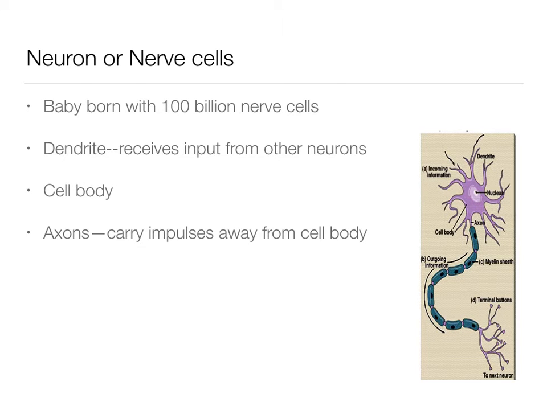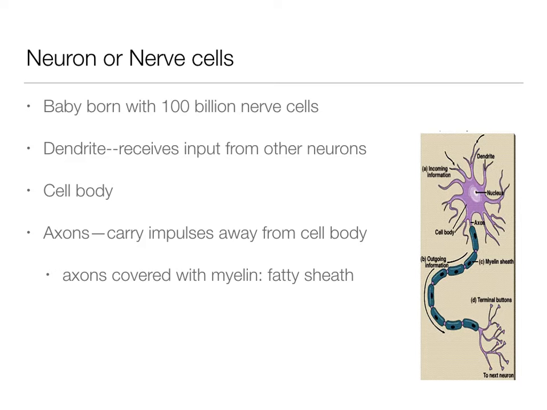Axons, here you can see it's kind of this tealish color. It's actually the purple underneath the teal, but this is what carries the impulse away from the cell body. This is what's going to take it to another neuron, okay? And here we see this axon is covered with myelin, this fatty sheath. And that's that teal, those little teal globules.